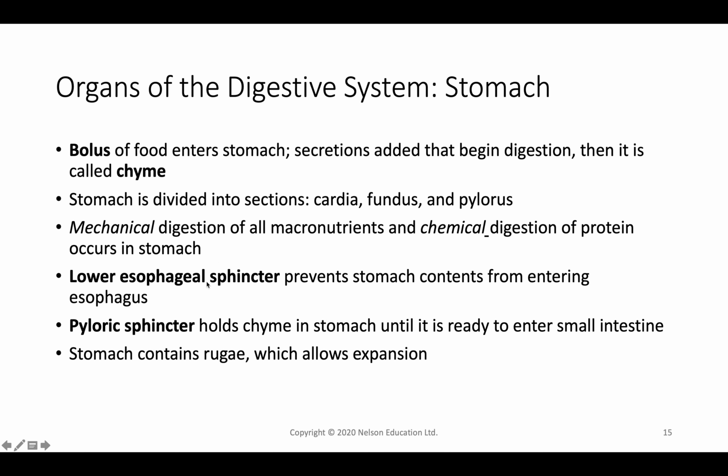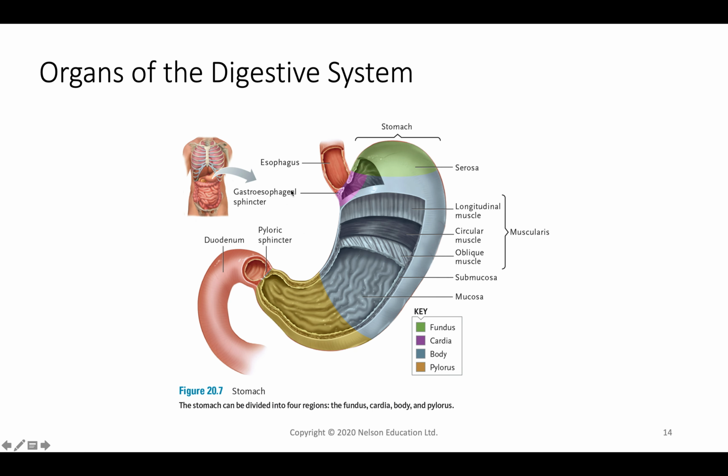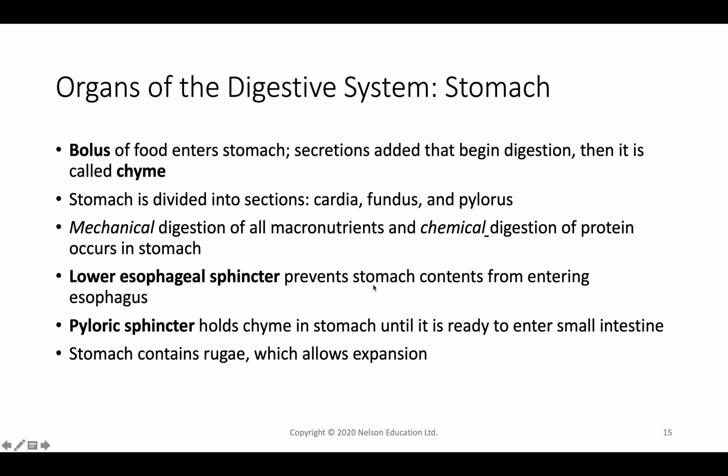Okay, the lower esophageal sphincter, we also just saw it called the gastroesophageal sphincter. Those are the same thing. It's going to prevent the stomach contents from going back up into the esophagus while we are undergoing pretty intense mechanical digestion. What do I mean by that? I mean gastric churning. All 3 of these layers of muscle are going to be contracting at different timing to make sure that we have churning of all of the food inside there. And again, that pyloric sphincter is going to hold the chyme in the stomach until it's ready to enter the small intestines. And we have those rugae that I just showed you that allow the expansion of the stomach so that you can eat a whole gallon of food all at once.